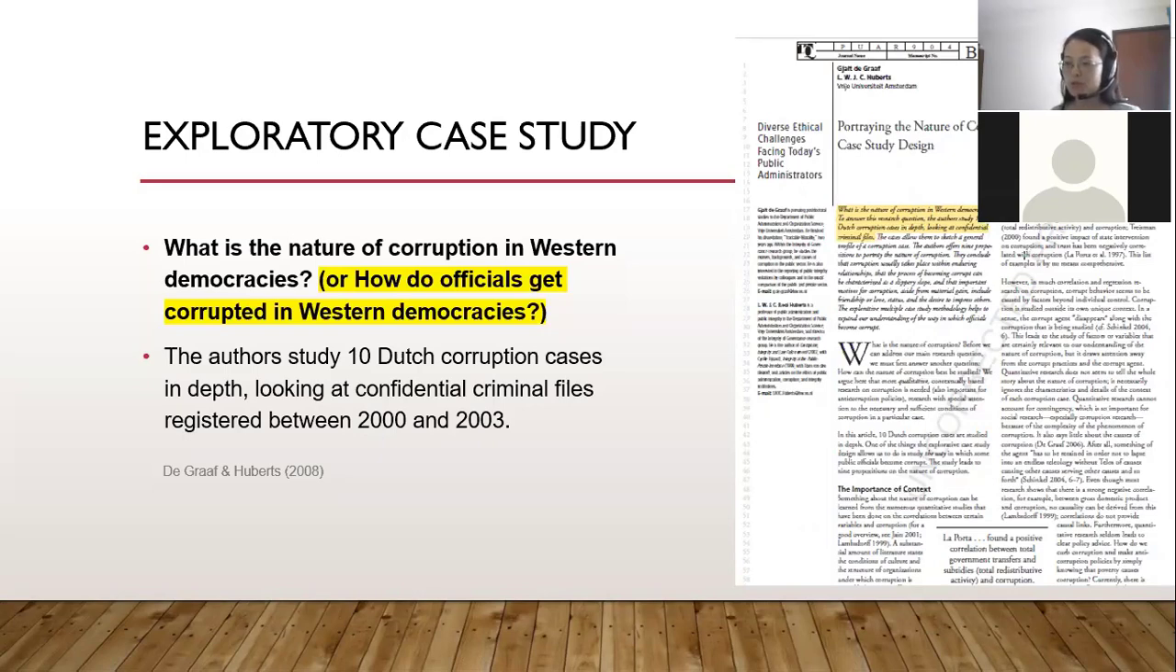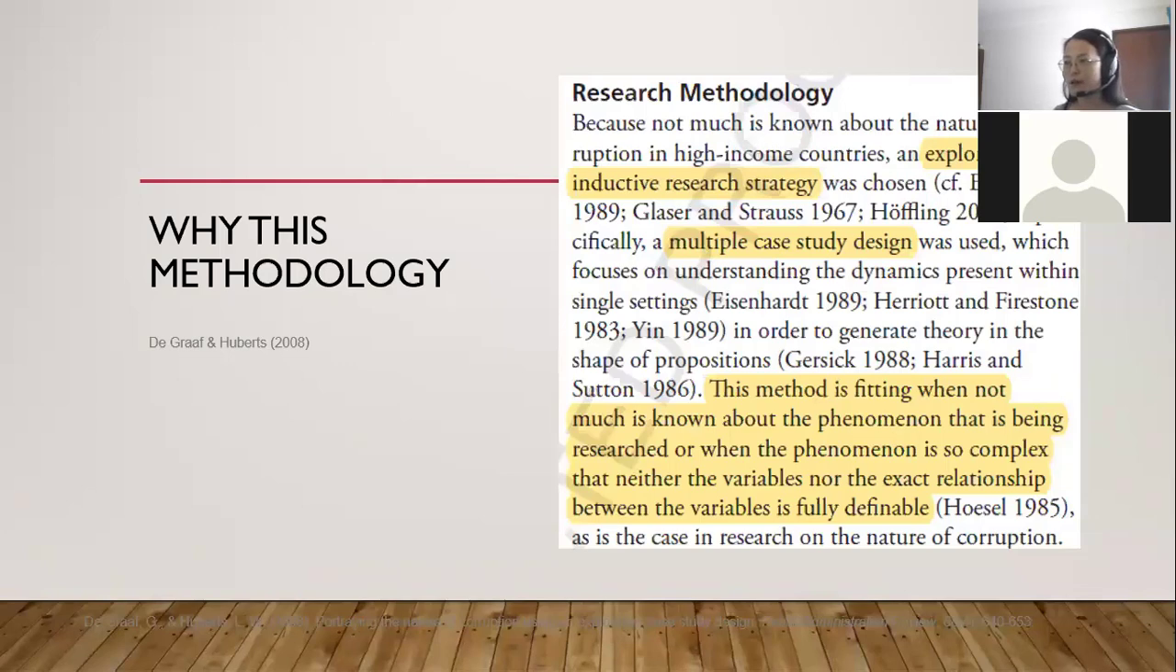Their research question was, what is the nature of corruption in Western democracies? Or you can say, how do officials get corrupted in Western democracies? What the authors did was study 10 registered Dutch corruption cases in depth, case by case, by looking at the confidential criminal files registered between 2000 and 2003. These two authors did this research in 2008, and why did they decide to use case study?